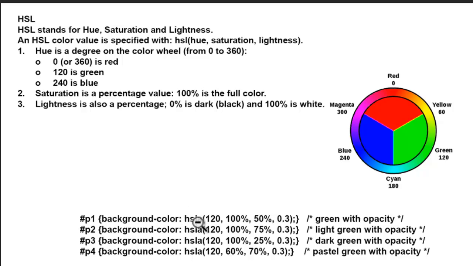Let's talk about only HSL right now. So that will give us green color. And when you say 75% lightness, it stands for light green. When you say 25%, it's dark green.